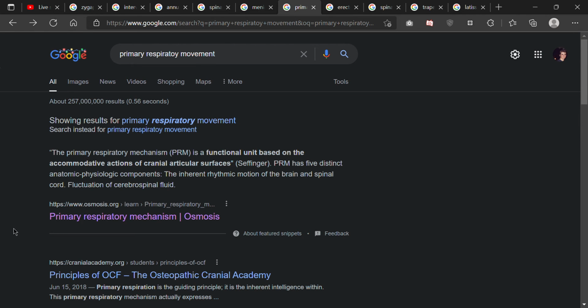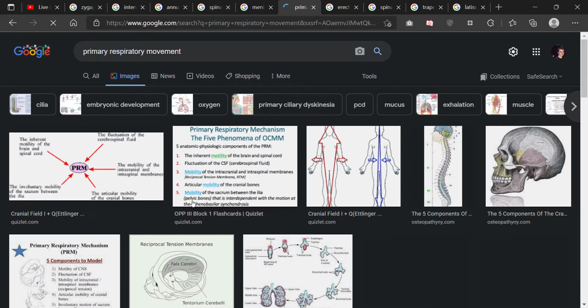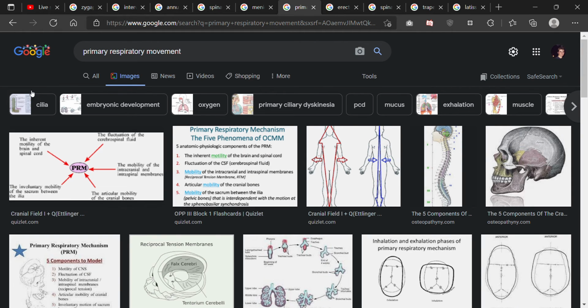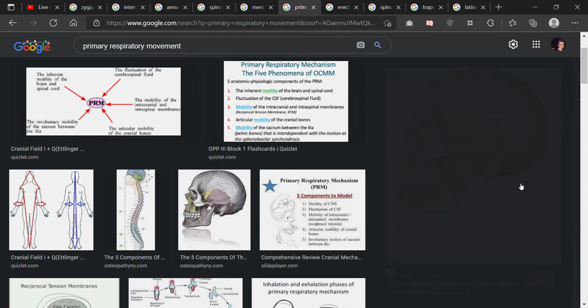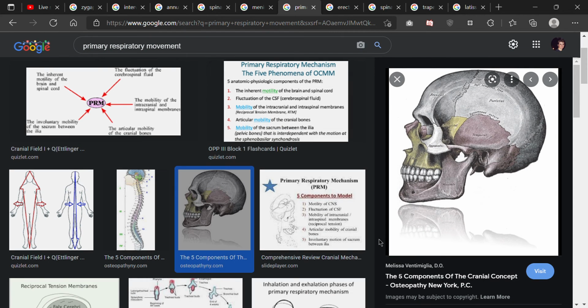Okay, so with the CSF, that brings us to something called the primary respiratory movement. This also brings in the cranium, which we haven't touched on yet, but just because we mentioned CSF, we're going to talk about this. So the primary respiratory movement is the pumping of the CSF throughout the body, and it also relates to the sutures here in the skull.